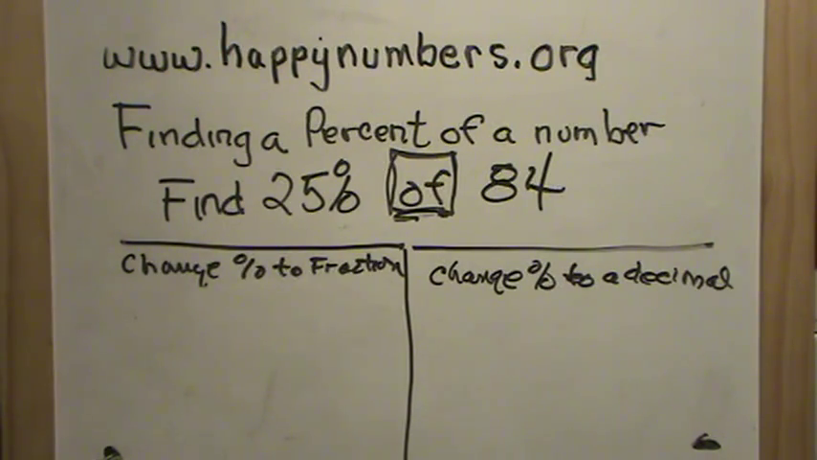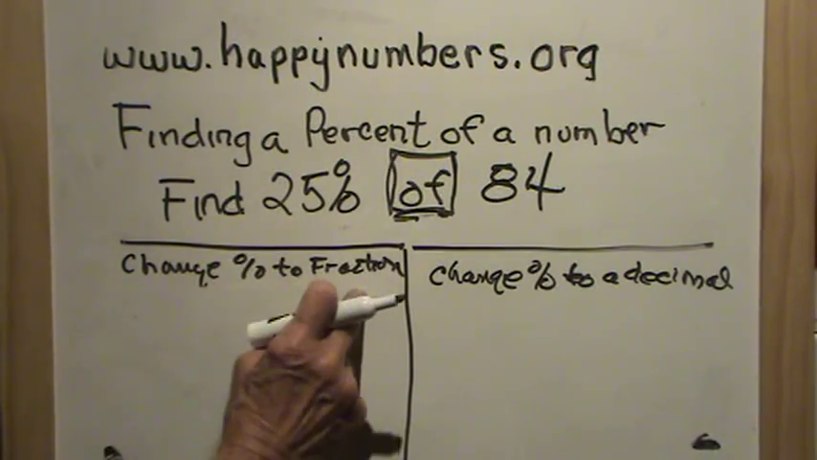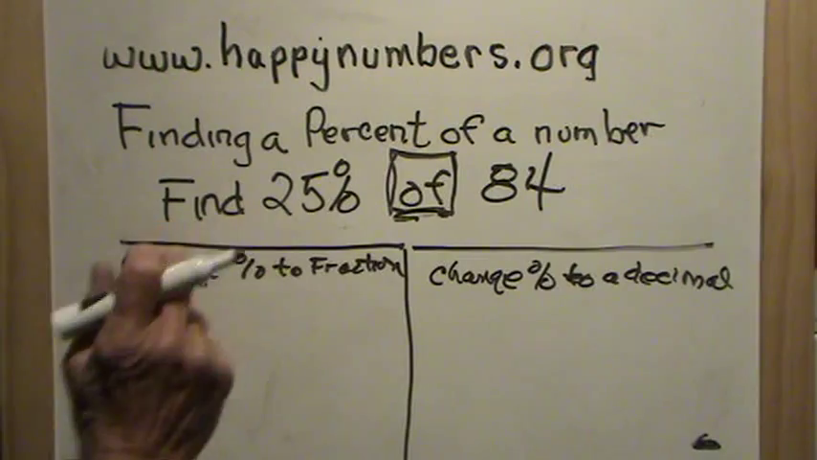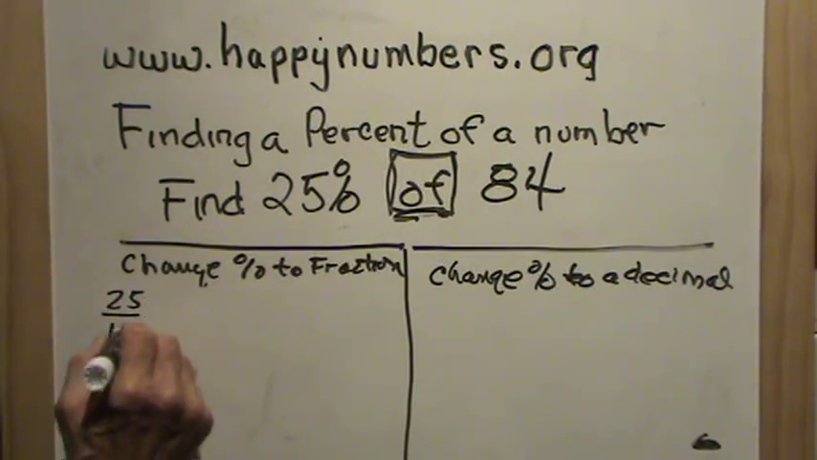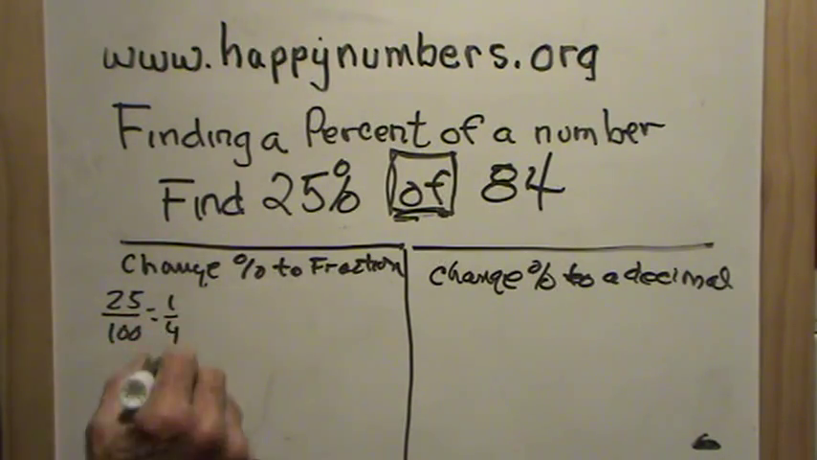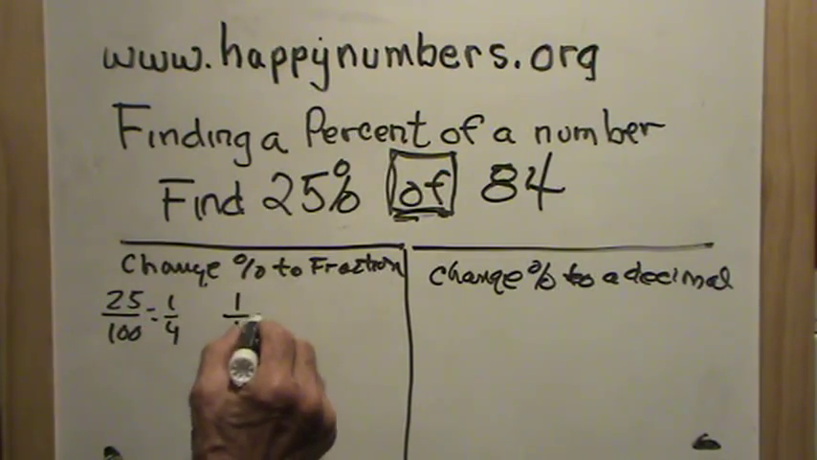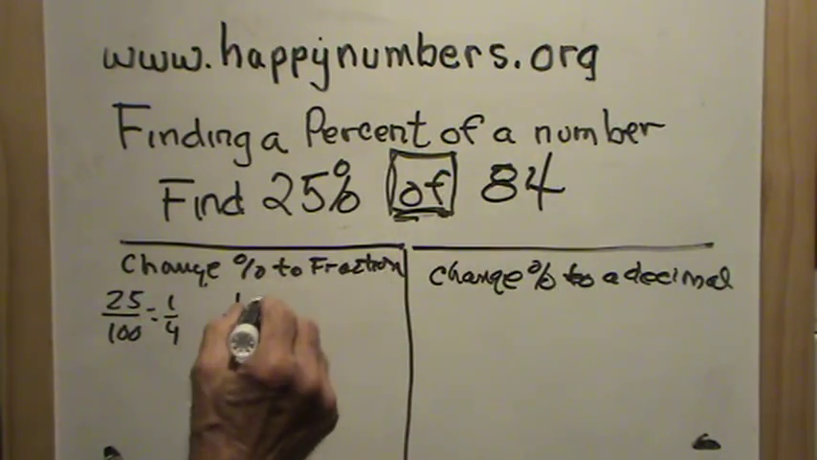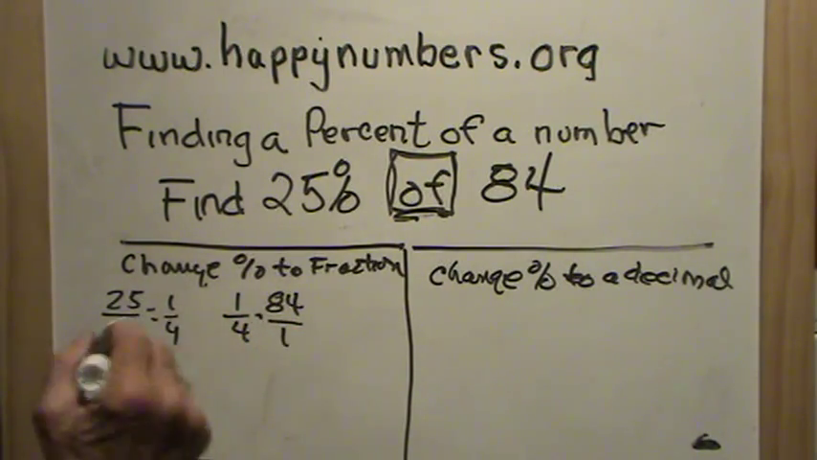Okay, well, let's start here. We're going to change the percent to a fraction. Well, 25% is 25 over 100. And I know that reduces to 1/4. And then I'm going to multiply 1/4 times my number, 84 over 1. And I can cancel.